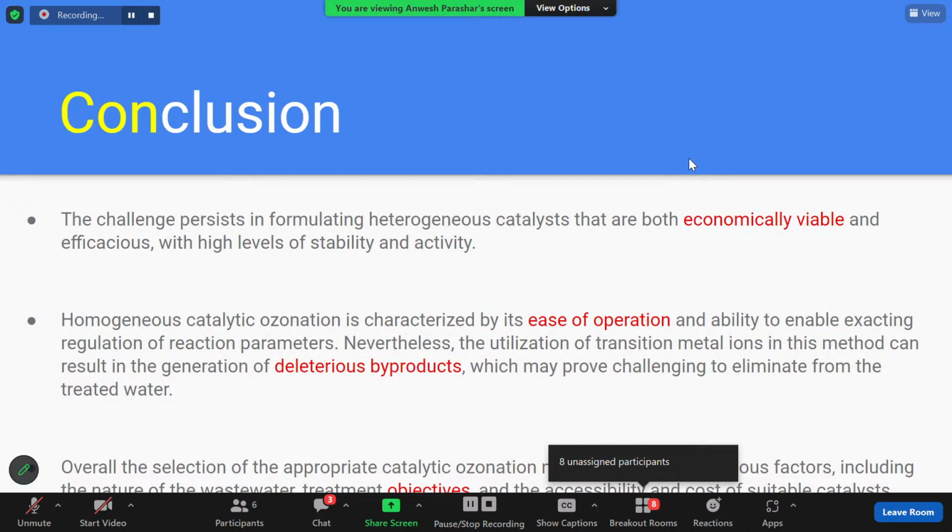Overall, the selection of the appropriate catalytic ozonation method depends on various factors, including wastewater treatment objectives, the pH levels, the catalysts which are available, the economic feasibility, and the cost of suitable catalysts. So this was it.